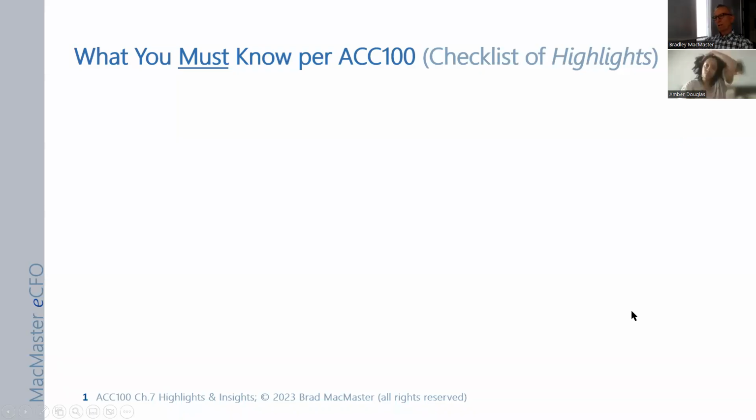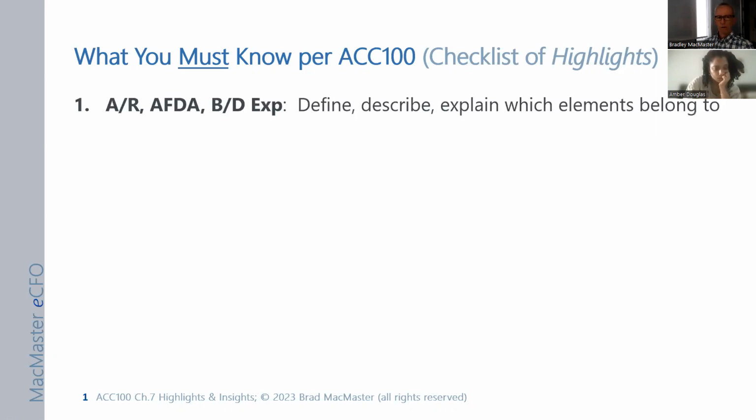So here is a list of 10 items that you must know to be able to respond to any assessments in this course. The first is to be able to define, describe, or explain the 3 key elements of accounting for receivables, which is receivables themselves, the allowance for doubtful accounts, and the bad debt expense.